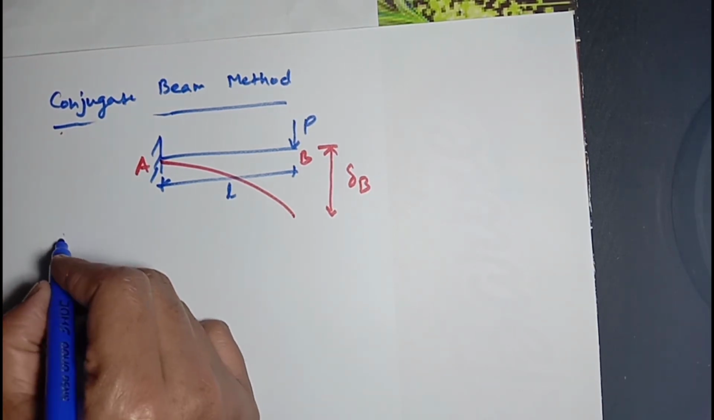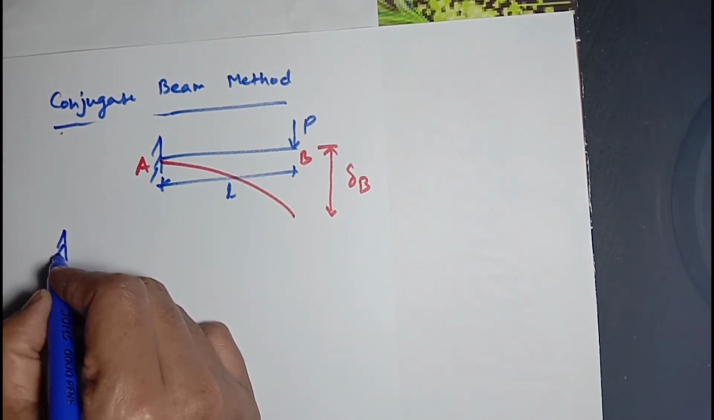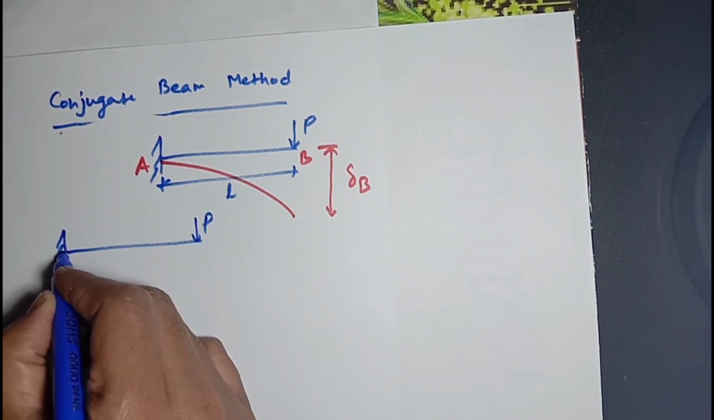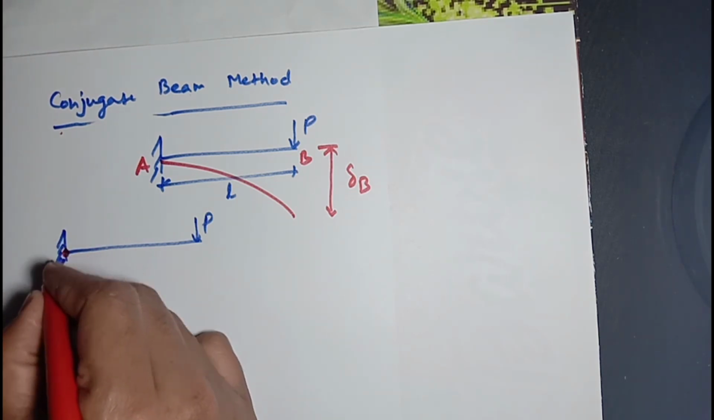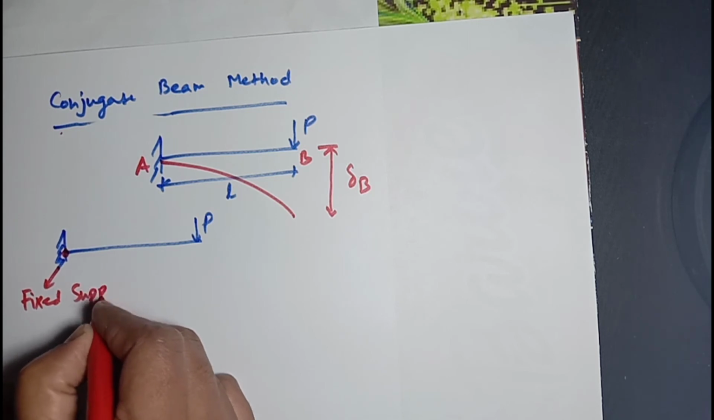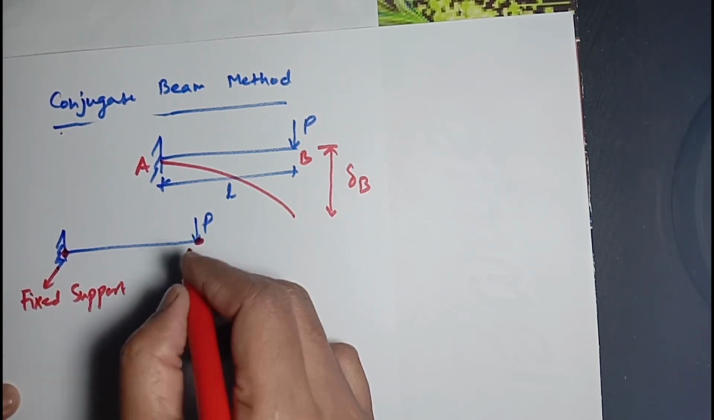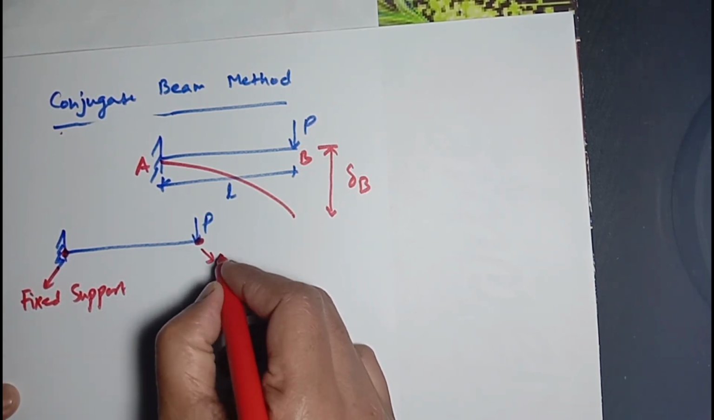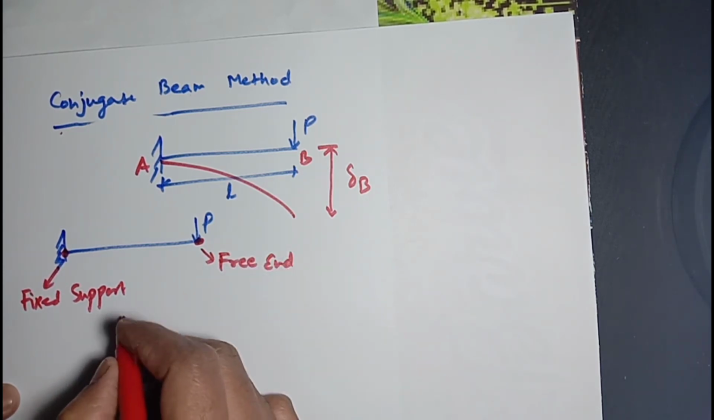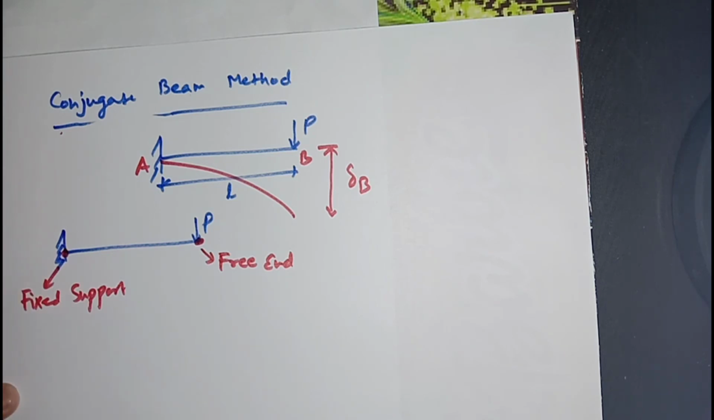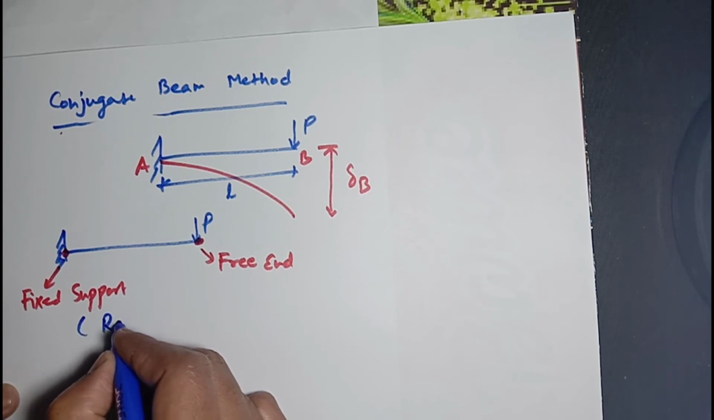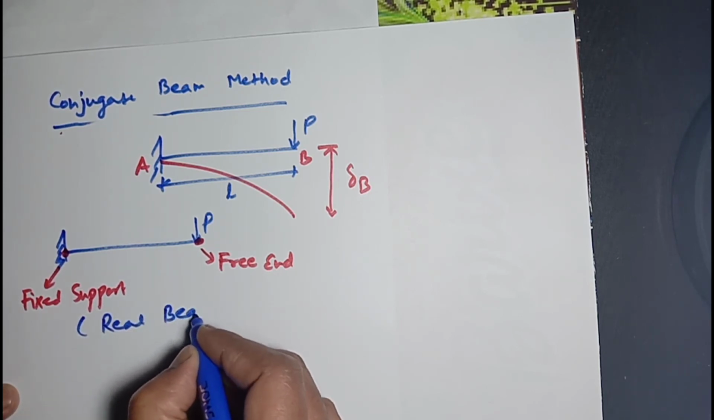Now for any beam, you can take this same example here. This is the point load P. This is the fixed support, and the tip of this beam is a free end. We can say this is a real beam, because we are analyzing this beam, so we are going to call it a real beam.